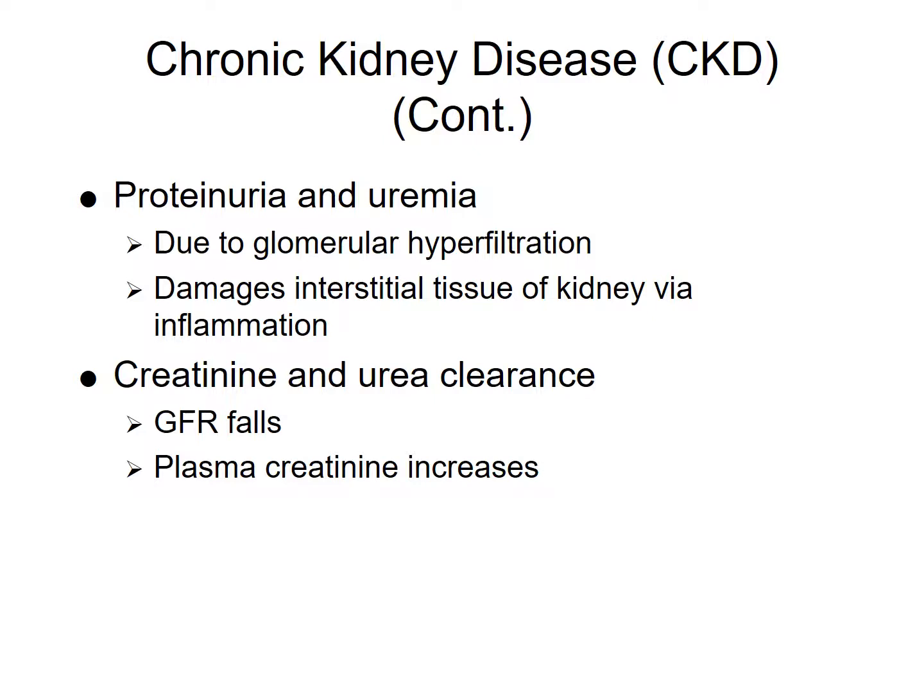Proteinuria and uremia is due to the glomerular hyperfiltration. It damages that interstitial tissue. The creatinine and urea clearance is going to cause the glomerular filtration rate to fall and plasma creatinine increase. So anytime that creatinine is decreased in the urine, it's not just disappearing, it's increasing in the blood.